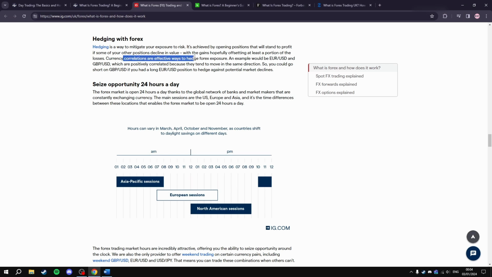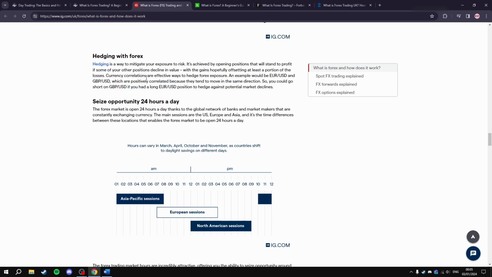Currency correlations are efficient ways to hedge forex exposure. Example, pairs that are positively correlated because they tend to move in the same direction. So if this one goes down or decreases in value, or the price goes smaller, this would usually go smaller as well.